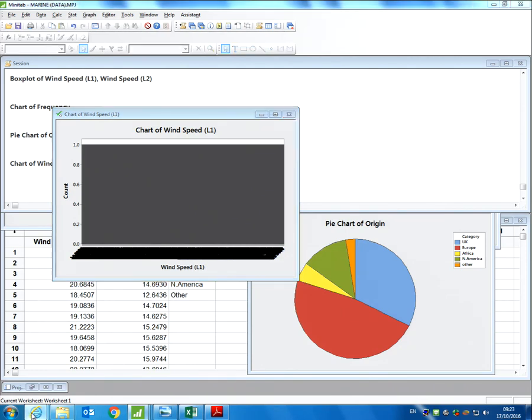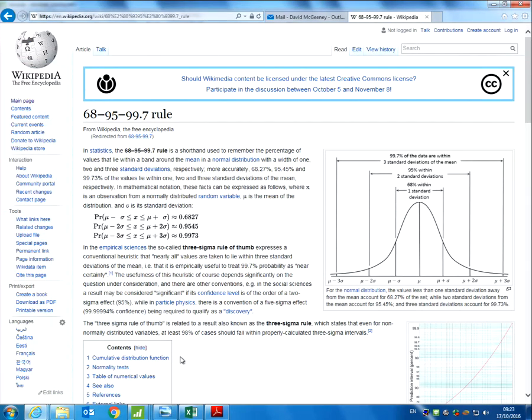I'm just going to show you a page from Wikipedia: 68-95-99.7. It's a rule that refers to normal variables. What does the rule tell us? If you look at this picture here.